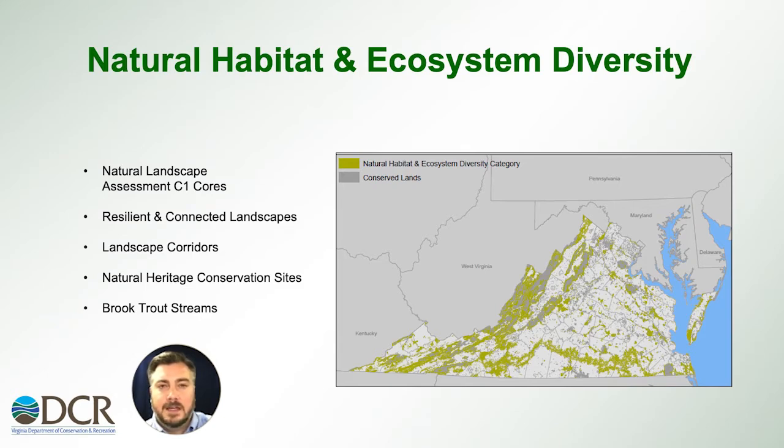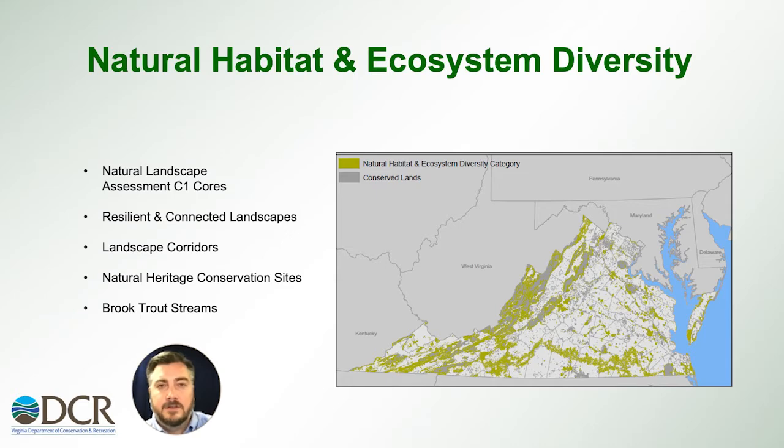The Resilient and Connected Landscapes, developed by the Nature Conservancy and its partners, highlights areas that represent climate-resilient sites and areas most likely to accommodate species movement across Virginia. Landscape corridors of natural land cover connecting C1 cores were included to maintain connectivity to allow species movement or range shifts between larger natural land patches, elevations, latitudes, and from ocean to inland.